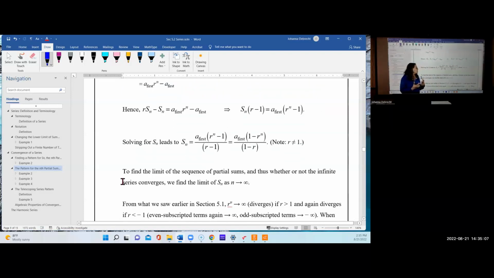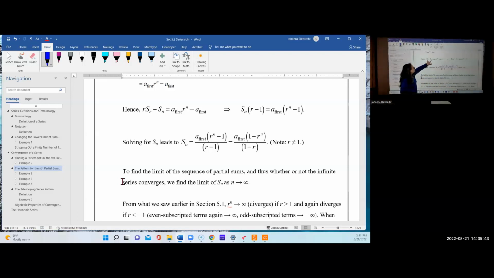Now, let's rewrite what we've done. We took r times S sub n, and we subtracted S sub n from it. And we got a formula for that of a first r to the n minus a first. Remember, we're trying to come up with a formula in terms of n and maybe a first to express S sub n. If we can find a formula in terms of the subscript, the index n, and maybe a first for S sub n, then we can take the limit of it as n goes to infinity, and we'll know whether or not it adds up to a finite value.